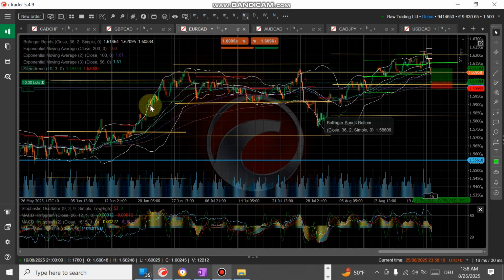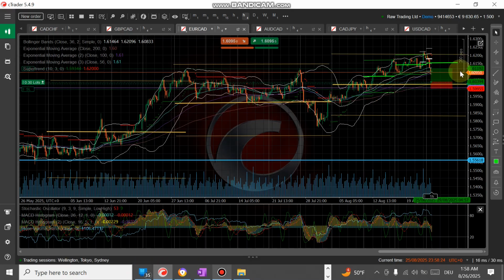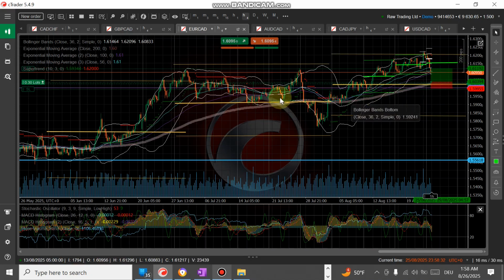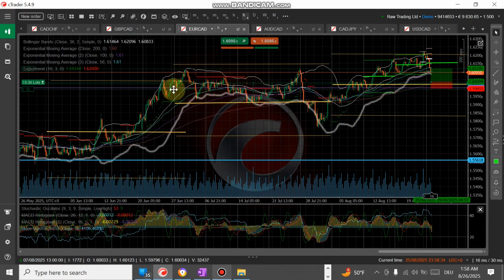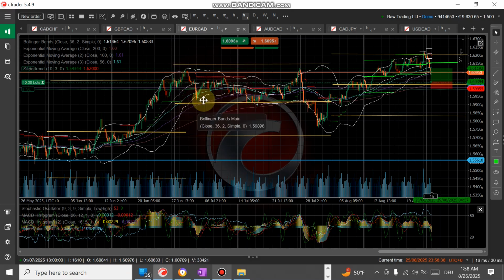EUR CAD is also, I put something there. I know it's not there yet, but in the future I hope they will come back to get me an order fill. This one I buy because I think the price will come up. Attention, they're going up, pull back. How many times? 2 times.